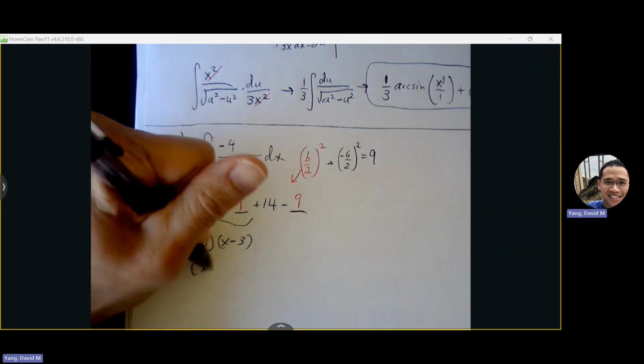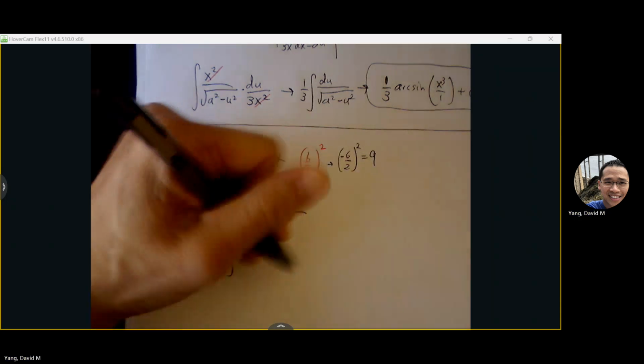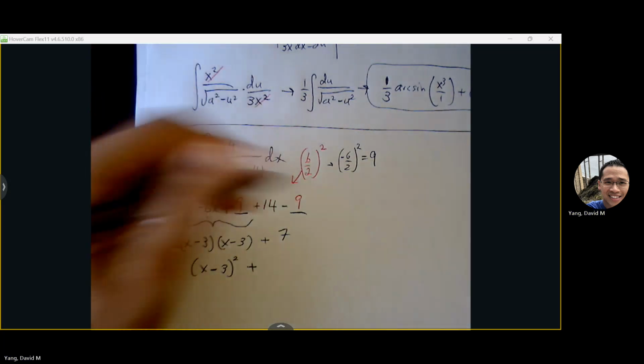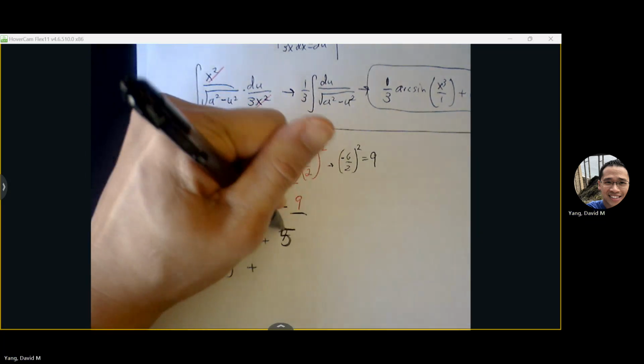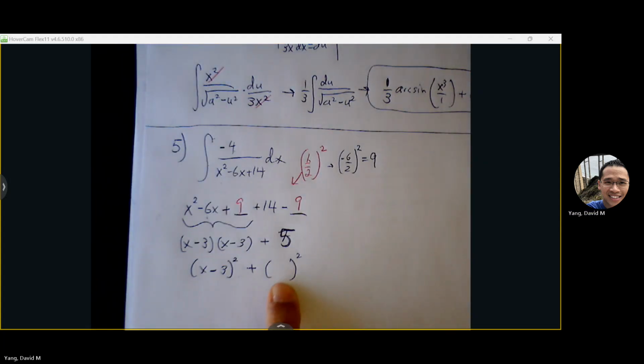Okay, so we can merge that together. We always are going to get duplicate binomials, which we can merge together. And then plus 14 minus 9 is 7. Sorry, 5. And I can put 5 inside a set of parentheses as what? What can I put inside without changing the overall value of 5? Make it root 5, yep.